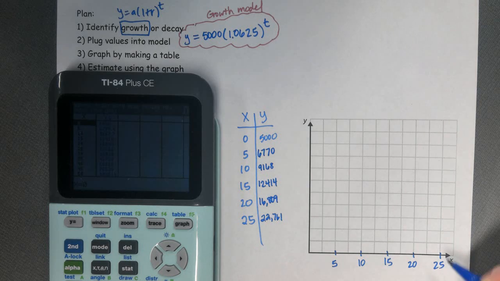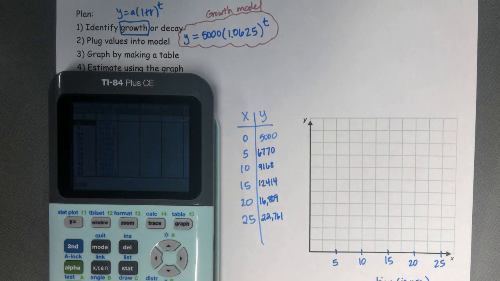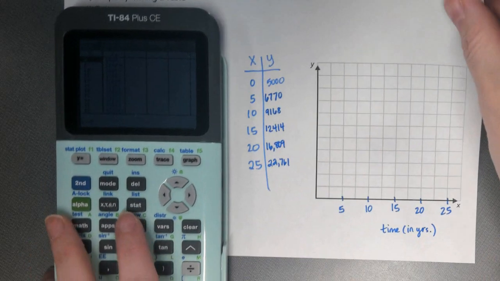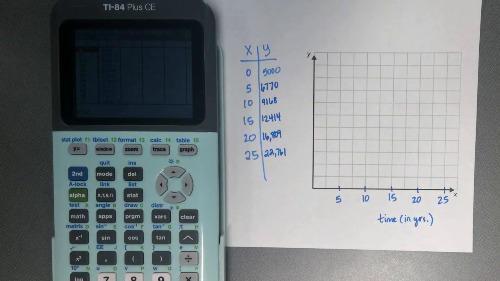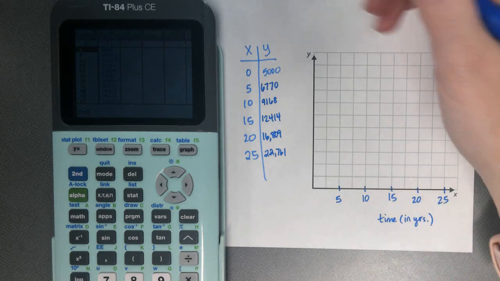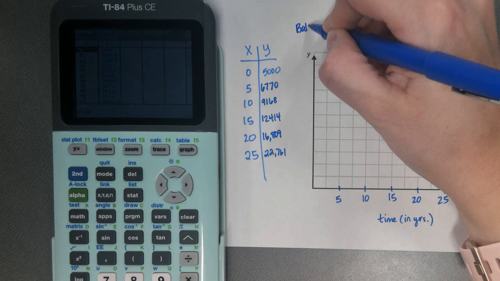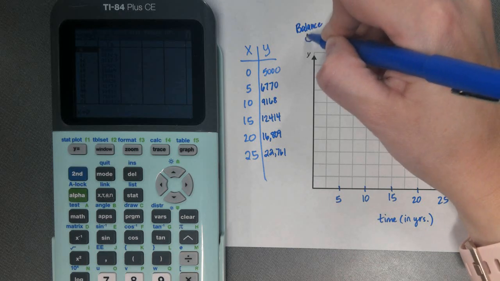So in this case, our x is going to be the time. This is in years. And then your y value, this is about investments. So that's going to be the amount in the account. Okay, so that's the account balance in dollars.